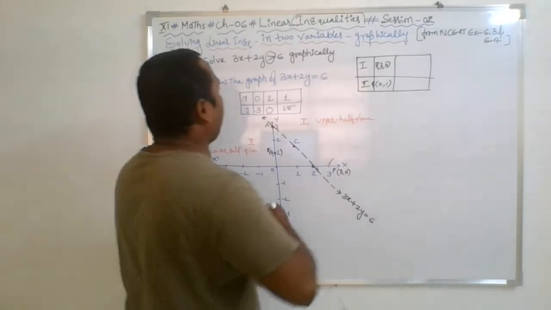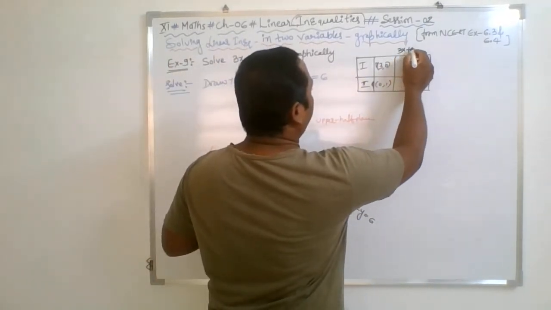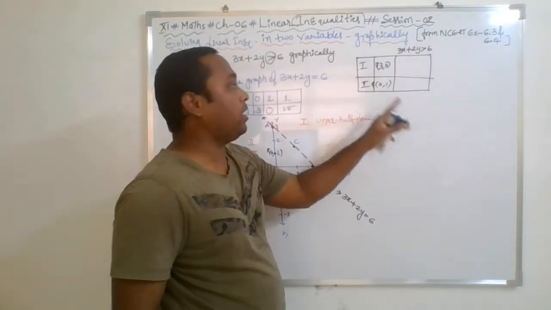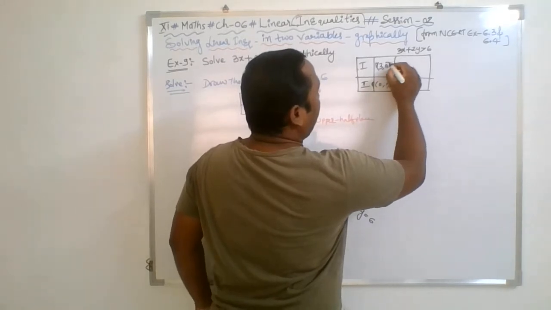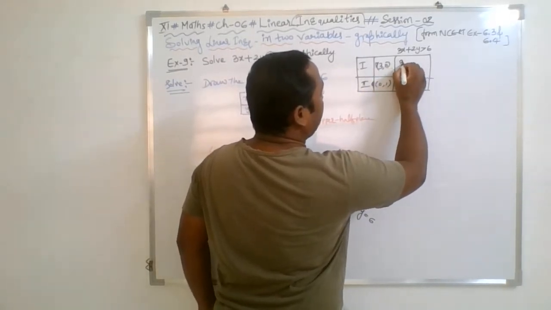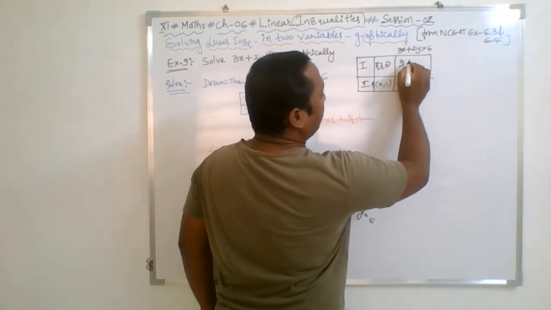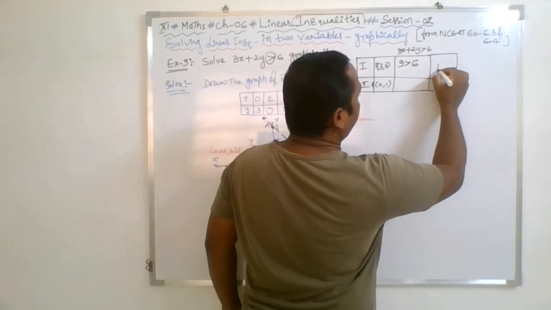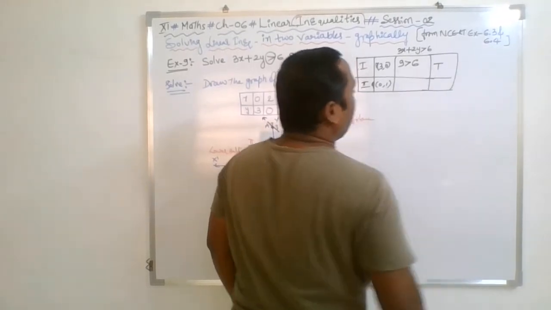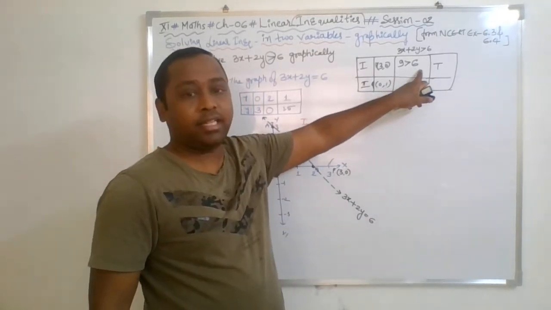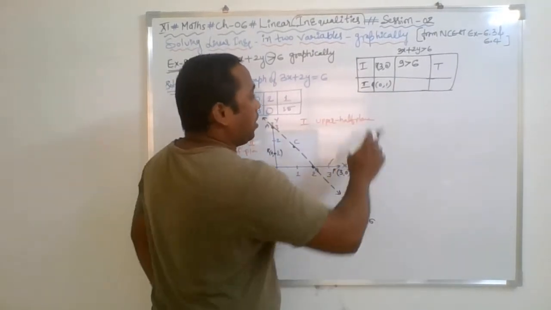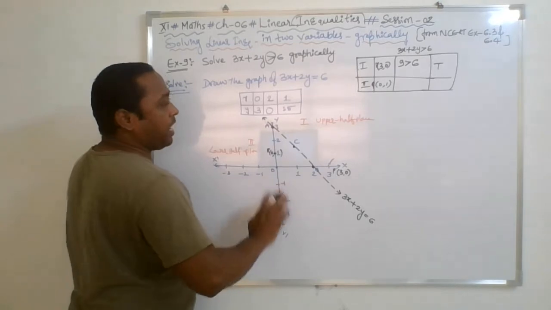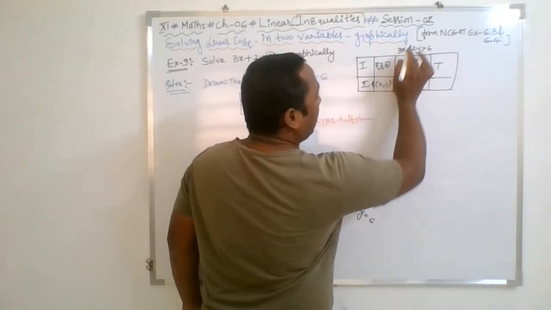What is the inequality we have? 3x plus 2y is greater than 6. Just substitute this x and y in the inequality. So what will you get? 3 into 3 is 9, and putting 0, 9 is greater than 6. You just need to check whether it is true or false. You may say 9 is greater than 6, hence it is true. Now, if you try the second point, that is the point from the second half plane, just substitute it in the inequality.